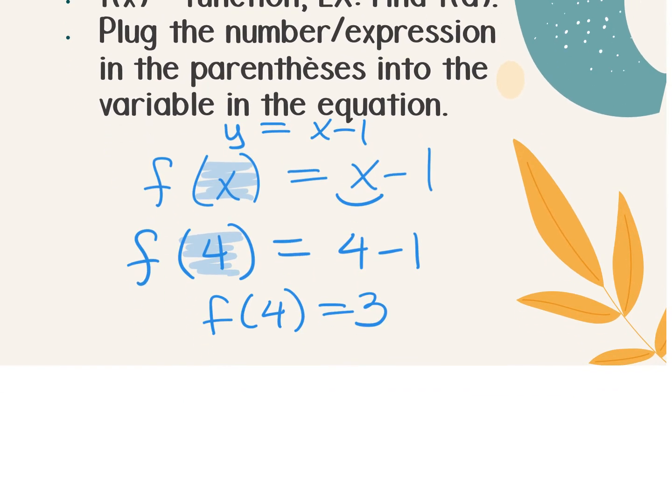Now remember, this is again a fancy way of saying y equals. So the answer that I just got, this 3, is actually the y. And this number that's in the parentheses is your x. So if they ask you to write it as a coordinate, you would write it as 4, 3, because your input is x, your output is y. So let's go ahead and practice evaluating functions. All I'm going to do is take the number that's in the parentheses and plug it into the appropriate function. So let's try it.